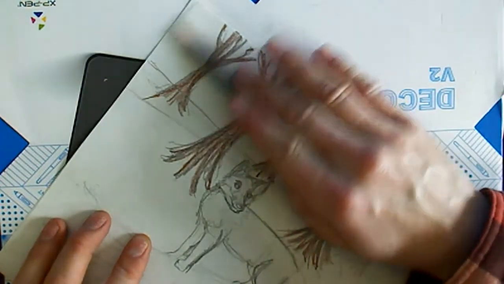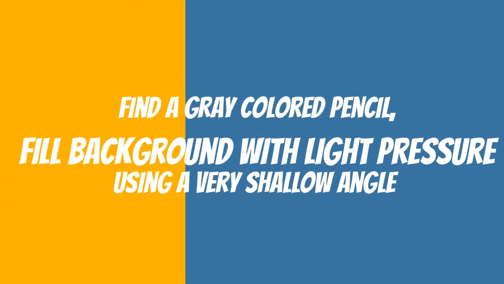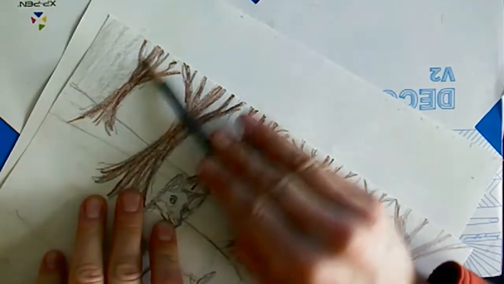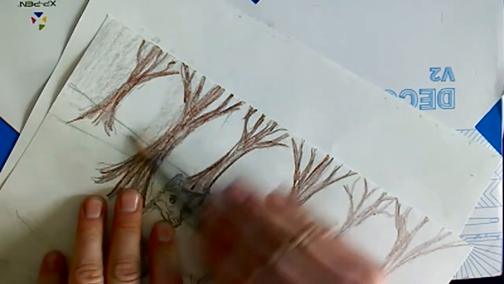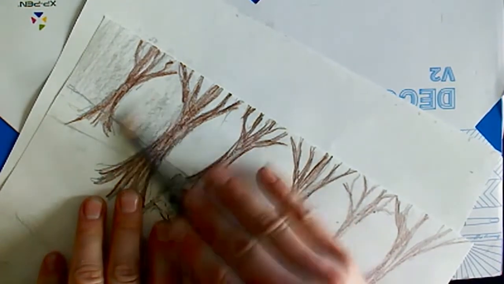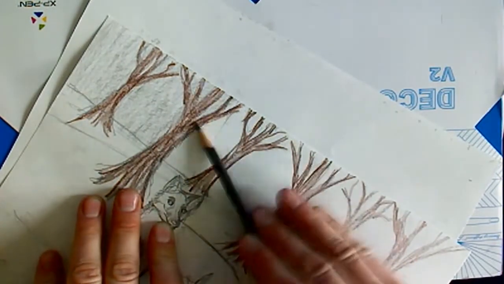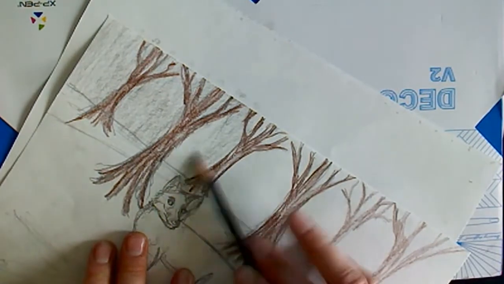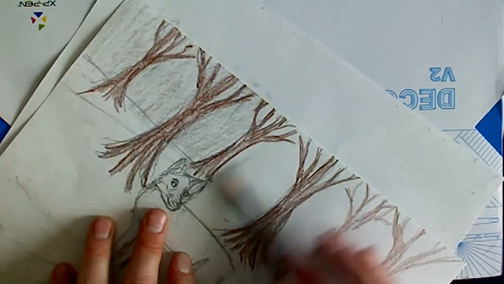Now I'm going to use a dark green. Whoops, got that wrong. Here I'm using just a regular gray, and I'm putting a light pressure layer in and around the trees. I don't mind if I color over the tree branches, but I'm trying not to color over the tree trunks themselves. I'm trying to put a light pressure layer in the very background. We're going to mix two or three other colors in this section overall. But this lets us have a good start and a good base for this effect.